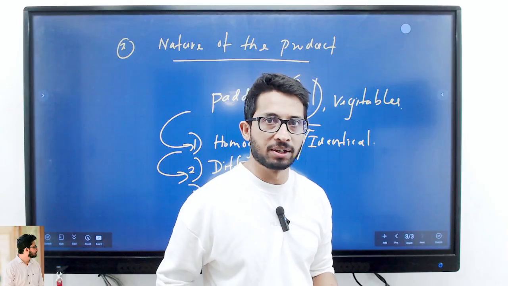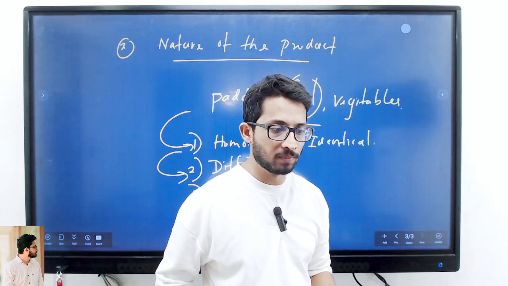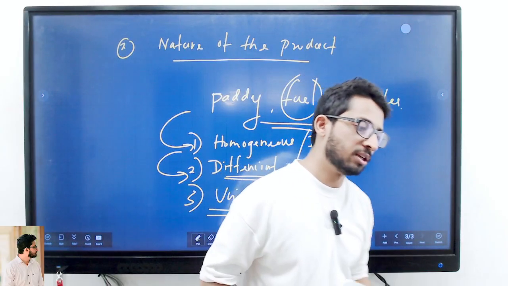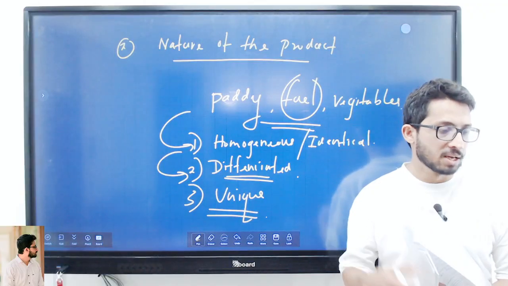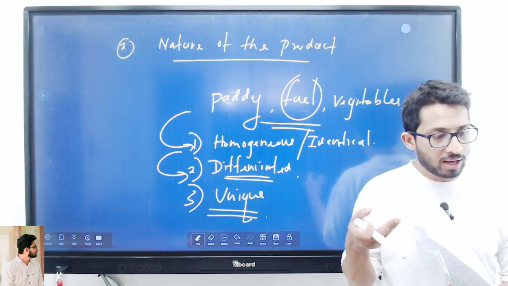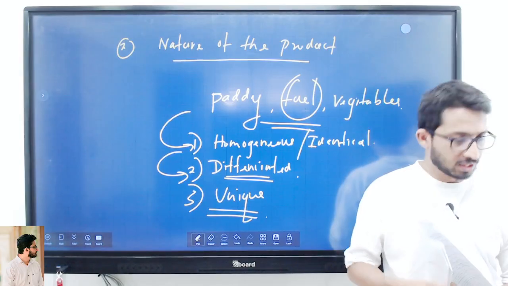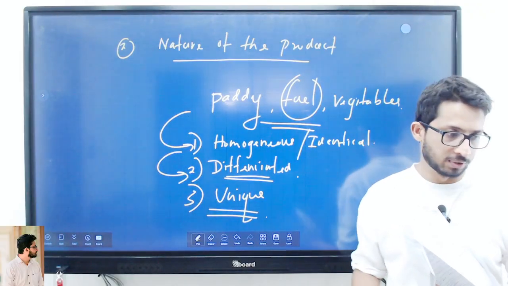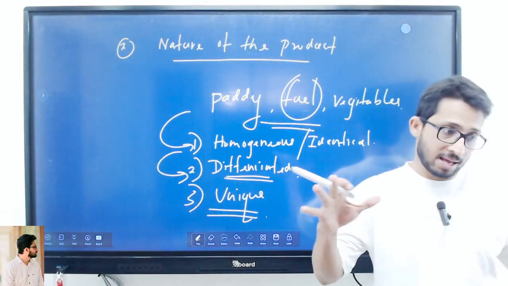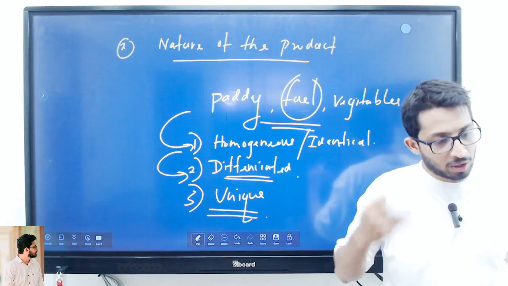Okay, electricity, cigarettes, tobacco. These are called unique. Unique means products which don't have close substitutes. Consumers cannot substitute any other product instead of this product. But remember, there can be some distant substitutes. I'm talking about close substitutes.